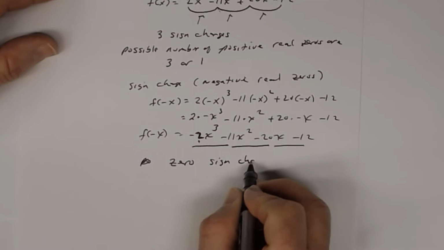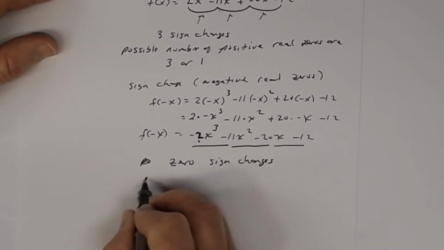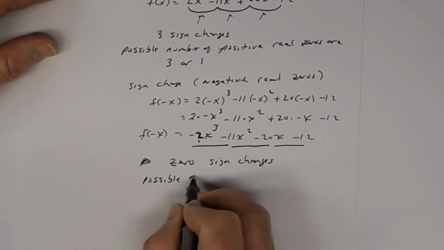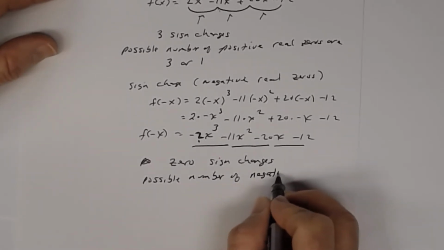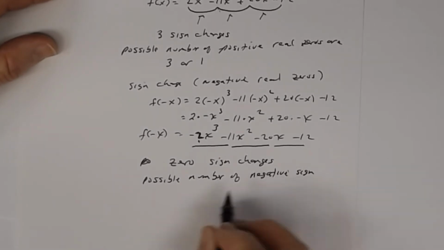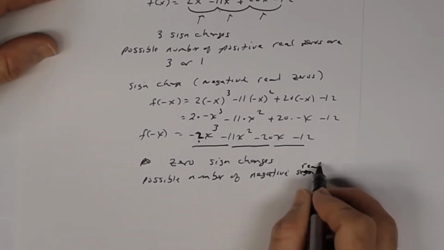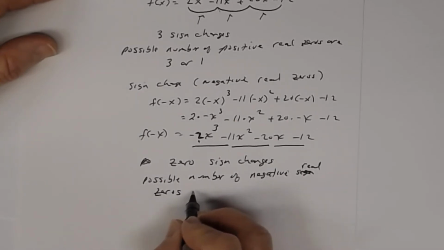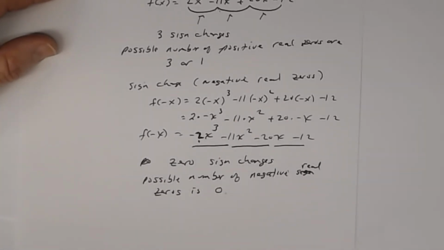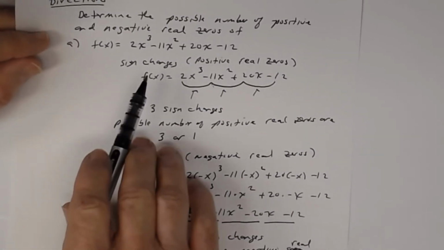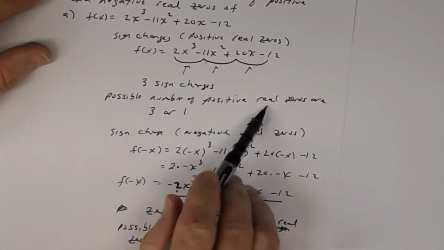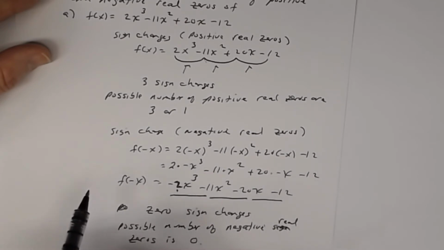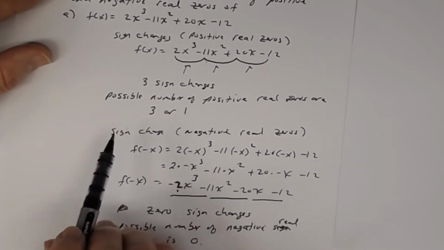Y'all agree? So that means the possible number of negative real zeros is 0. There aren't any. There are no negative real zeros. This function has no negative real zeros. This function has 3 or 1 real zero. Okay? That's what this says. 3 or 1 real zero.